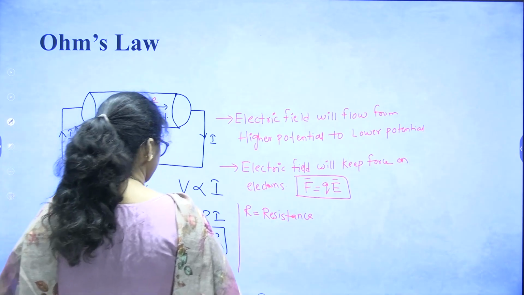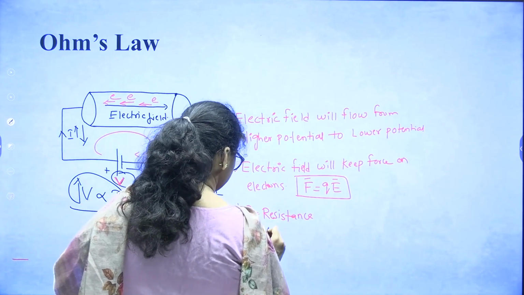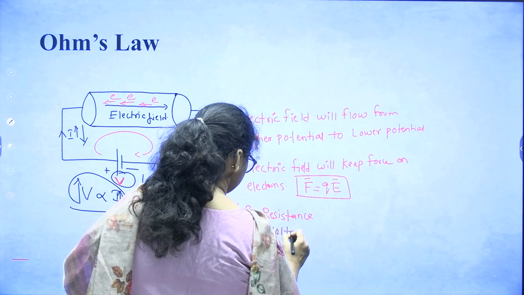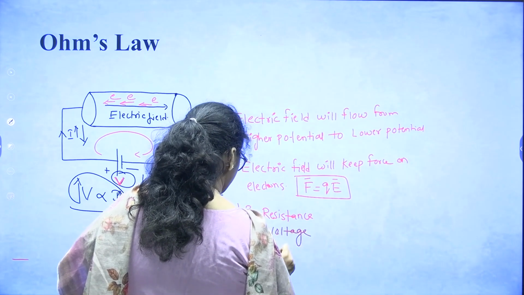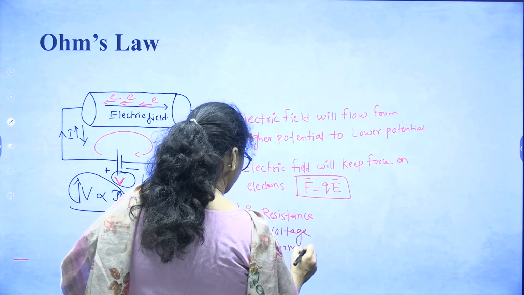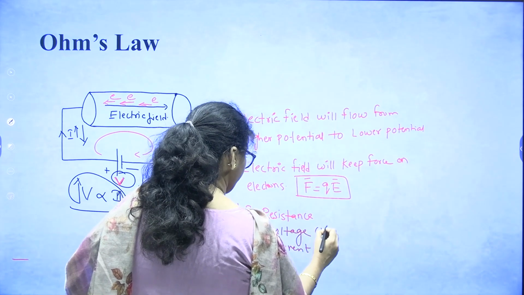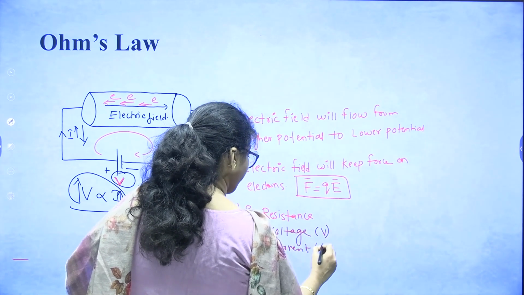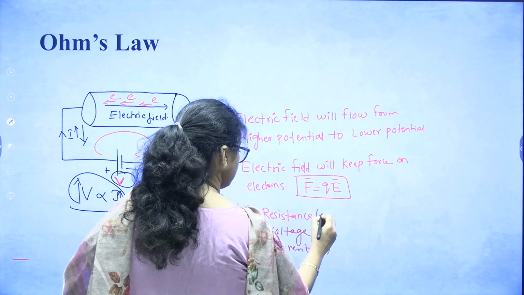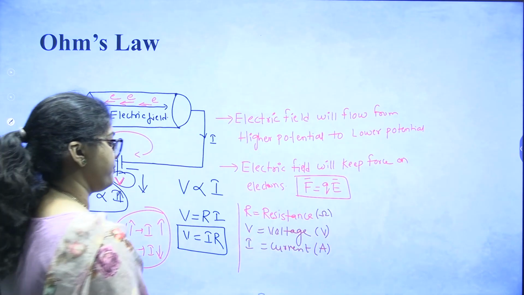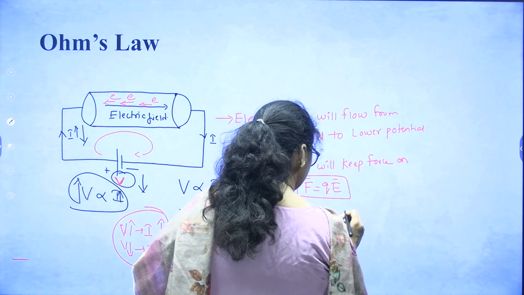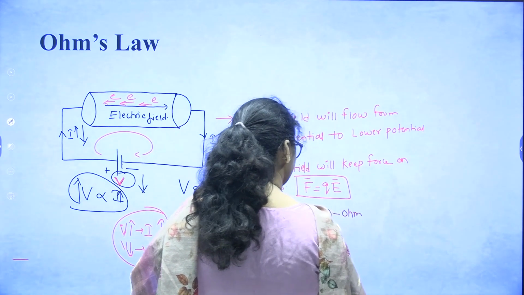So R is the resistance, V is voltage, and I is the current. Simple. The unit for voltage is volt, for I is ampere, for resistance is ohm. We'll write the symbol for ohm. The symbol for ohm is this one, ohm.